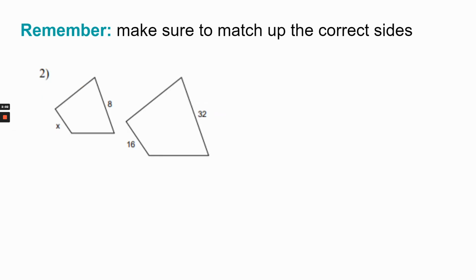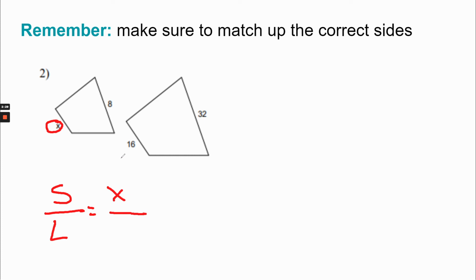In our next example, we have two quadrilaterals and we have a missing side in the first one. We're going to do the same thing to make sure we match up our sides correctly. We're going to do the short side over the long side. In our first quadrilateral, our short side is labeled x. Our long side is 8.